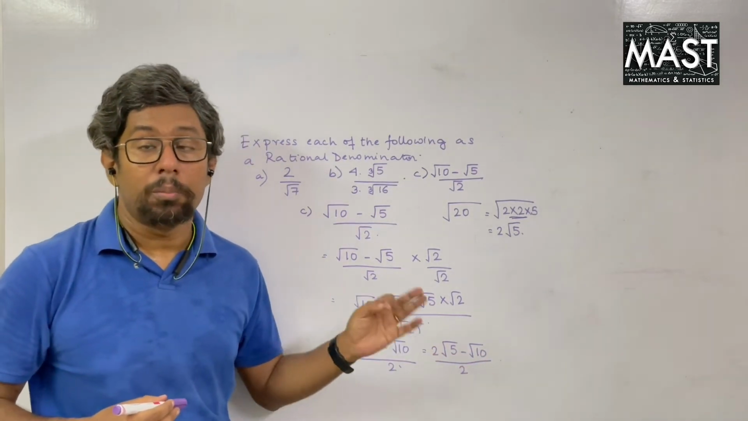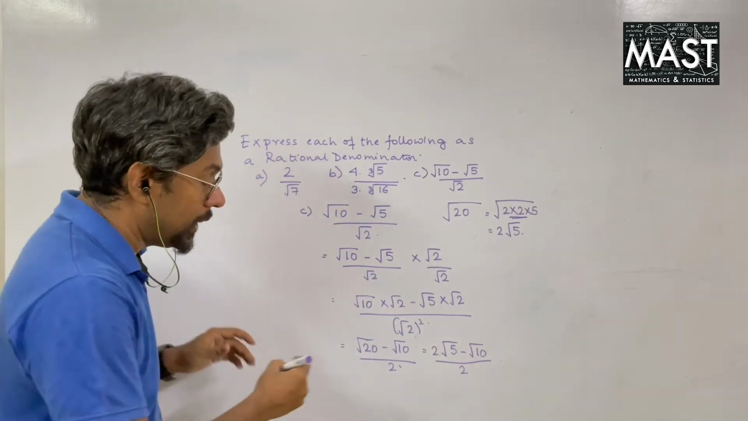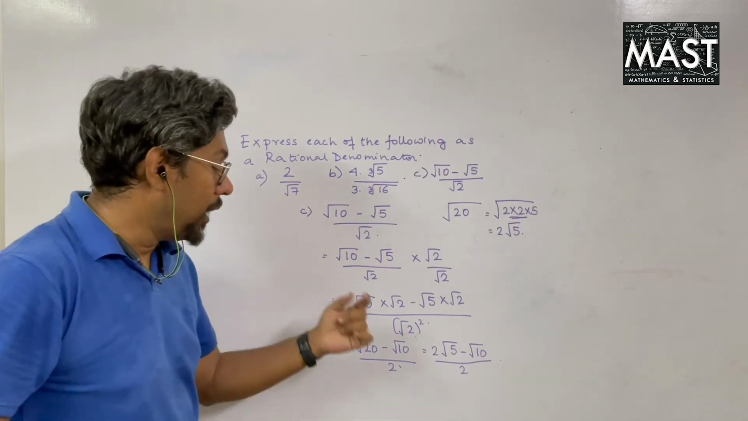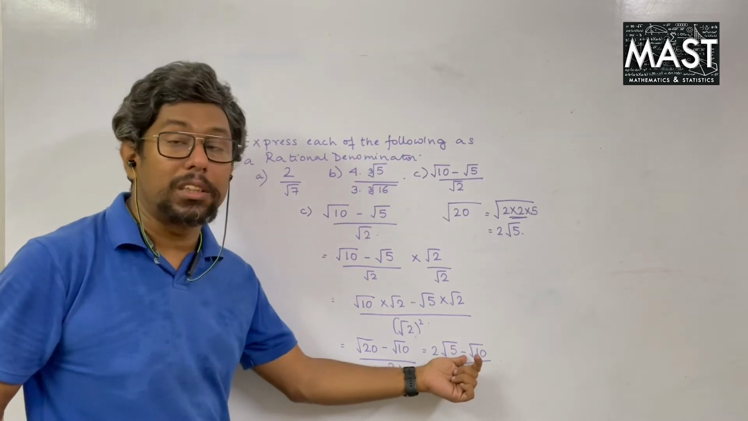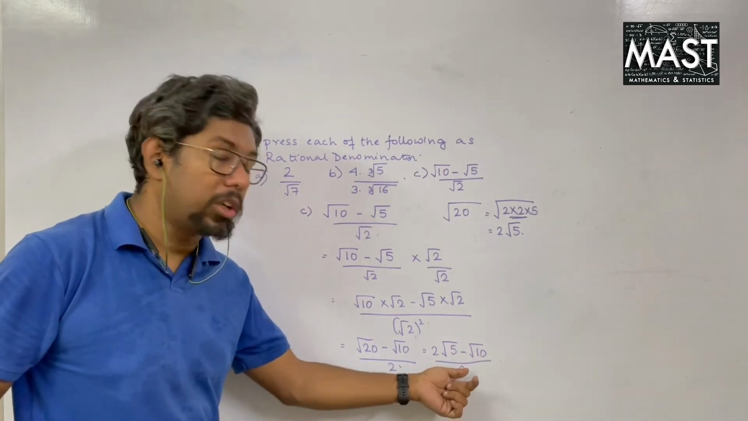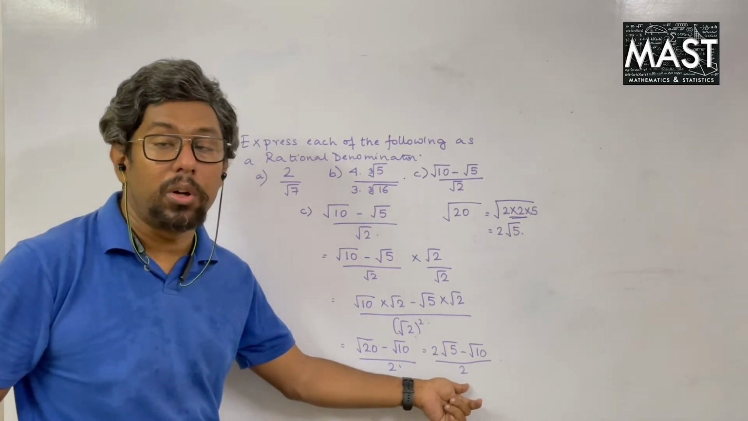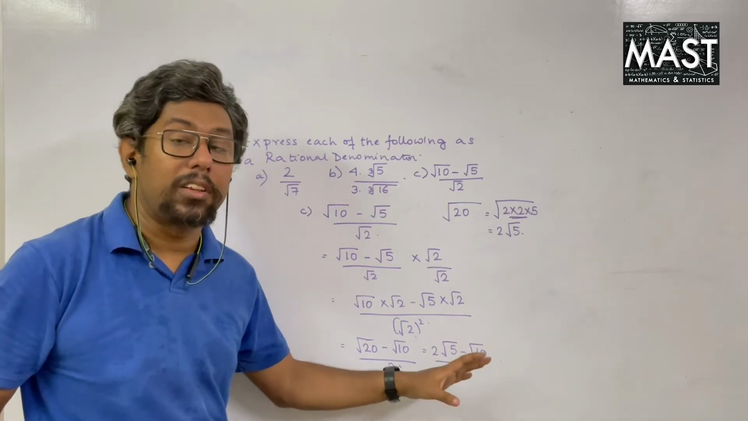The other common mistake that students make and which should be avoided is cancelling this 2 and this 2. That can never be done. While cancelling, you must consider that there is a plus or a minus sign in between. If that is the case, you cannot just cancel a term with another term in the denominator. You have to take terms in common and then cancel.